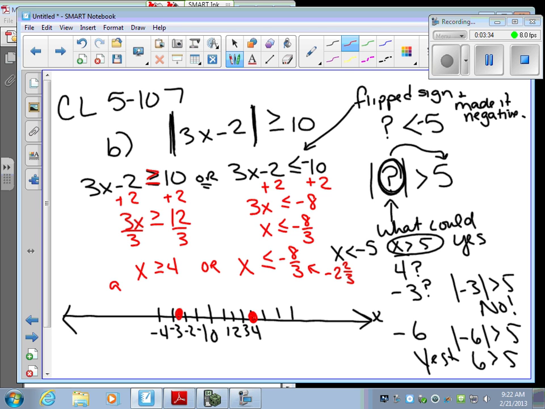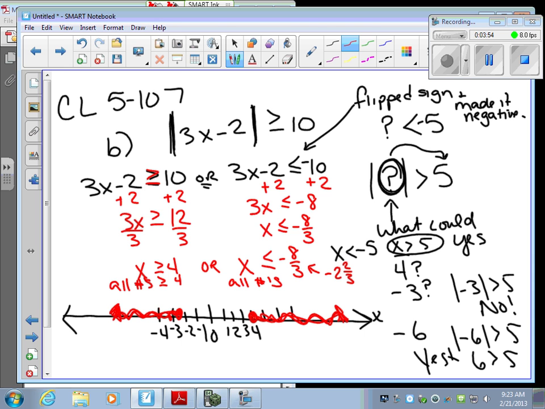This is all the numbers greater than or equal to 4. So that's these numbers up here. And this is all the numbers less than or equal to -2 2/3. So that's all these numbers down here.